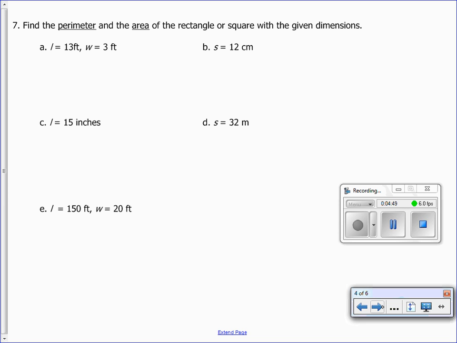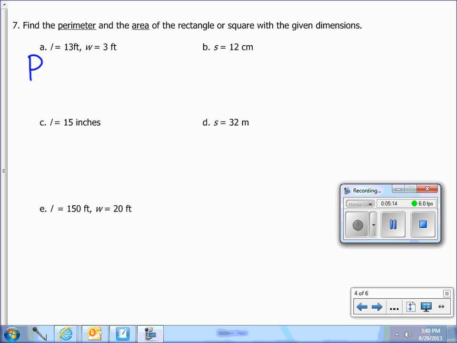All right, so in the next one, number 7, we're going to find the perimeter and the area of the rectangle or square with the given dimensions. So we'll notice in A that we have a length measurement and a width measurement, which tells you that it is going to be a rectangle. To find the perimeter, first, read the directions. It's asking you for the perimeter and the area.